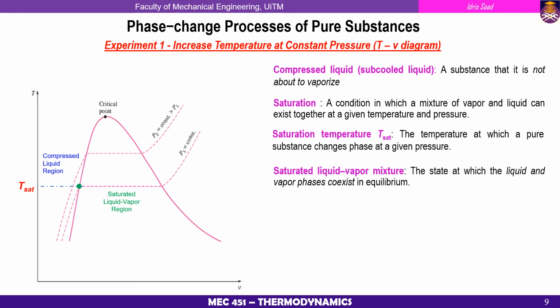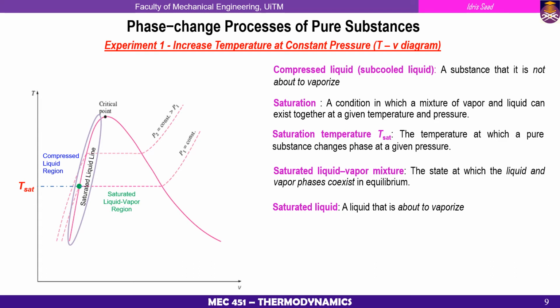So, the boundary between the compressed liquid region and mixture region is known as the saturated liquid. In order to differentiate these two regions properly, we normally draw the line as shown on this TV diagram, and it is known as the saturated liquid line. The saturated liquid is defined as a liquid that is about to vaporize. It is actually state 2 in slide number 6. Thus, this makes the saturated liquid line the boundary between the liquid and mixture phase.